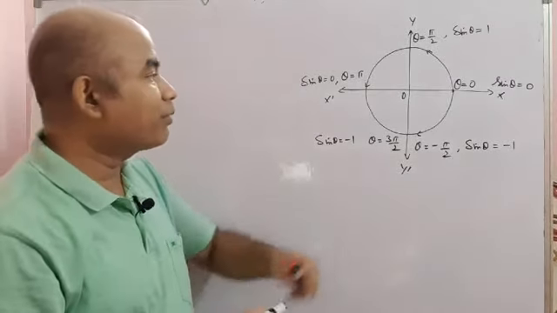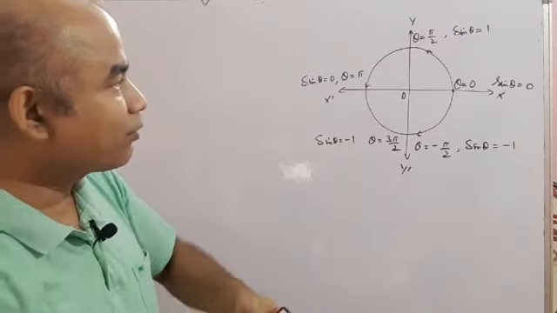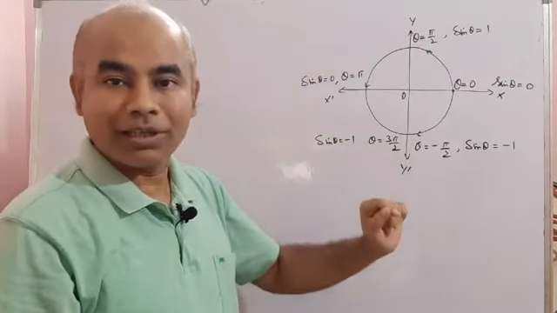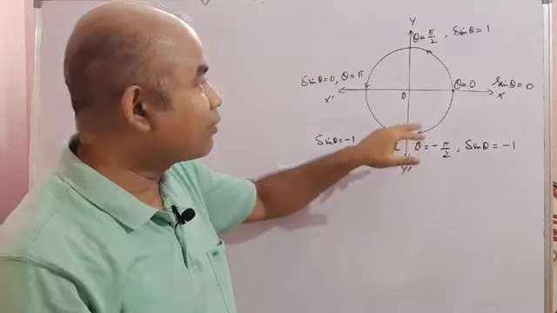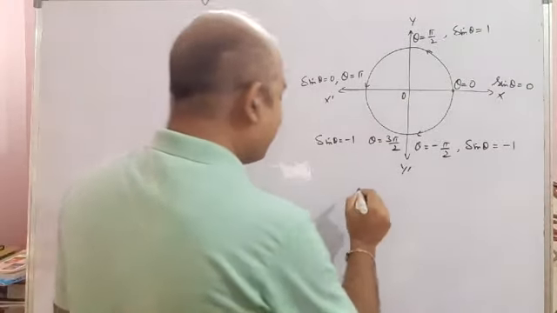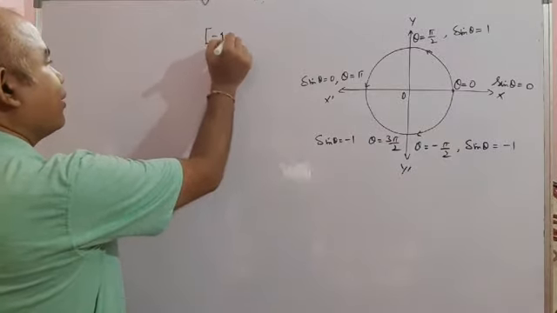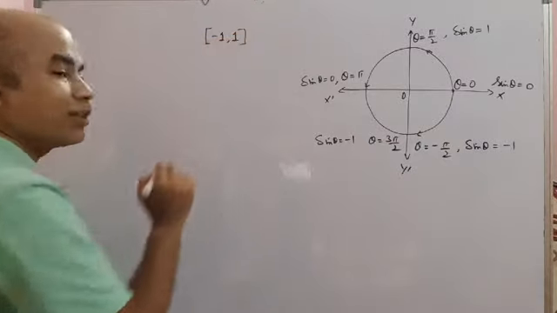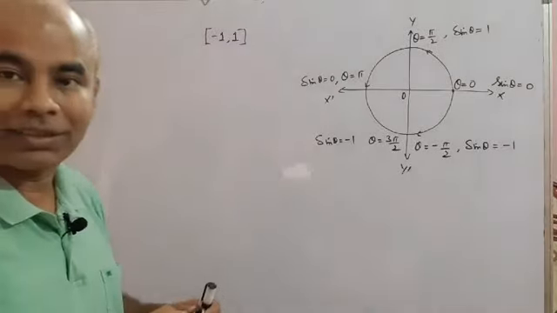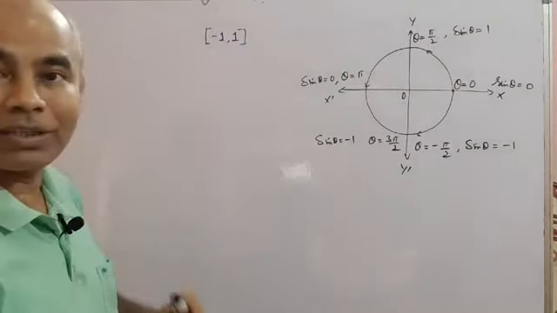In this way, if you keep on rotating the ray, you will get the value of sine theta. One thing is clear, and you already know that sine theta lies between -1 and +1. That means the value of sine theta starts from -1 to +1. So if you are asked to write the range of the sine function, the range is the closed interval -1 to 1.